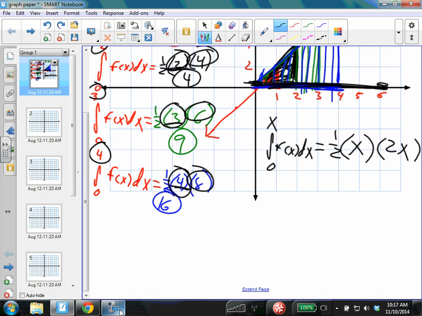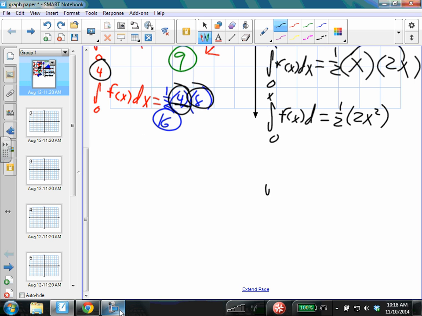So if we want to be able to find the area from 0 to x for this function f of x, then what we have is 1/2 times 2x squared, right? I'm just multiplying these two x's together. And then we could say the area from 0 to x of f of x dx is equal to x squared.